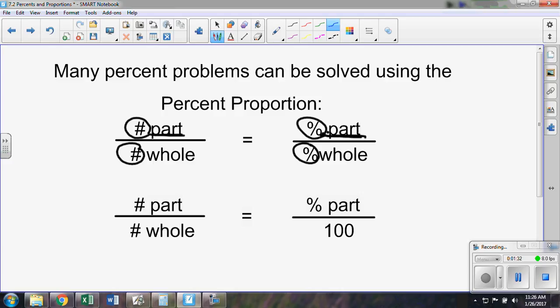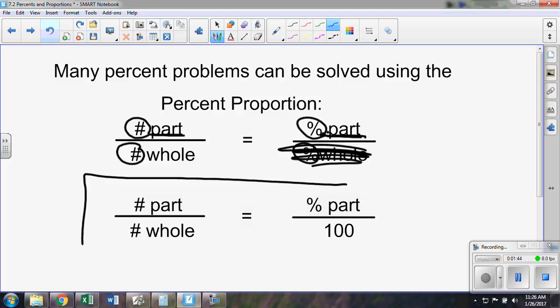But since one whole is always 100%, realistically, we're just going to rewrite this thing as 100% and go with that. This piece down here is our percent proportion. It is a guide to help you figure out where to put things inside a proportion when you're working with word problems.